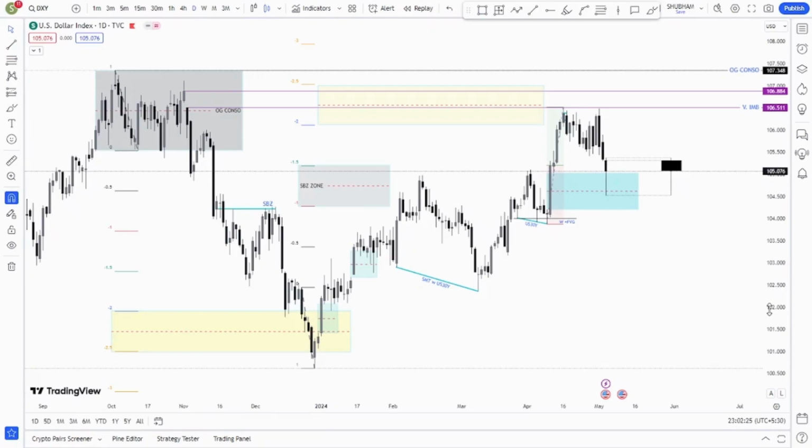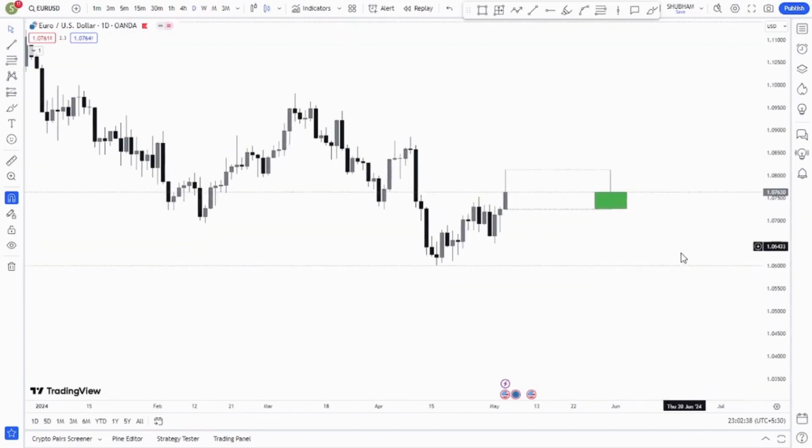As I'm saying, DXY is bullish, which means all the other pairs, Euro USD, GBP USD, AUD USD, NZD USD are bearish, and USD CAD is bullish. Now let's start our outlook on Euro USD.